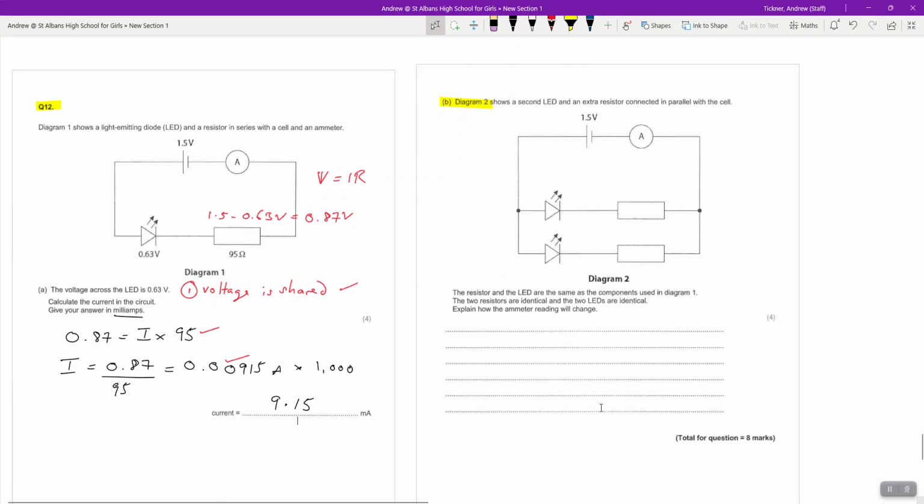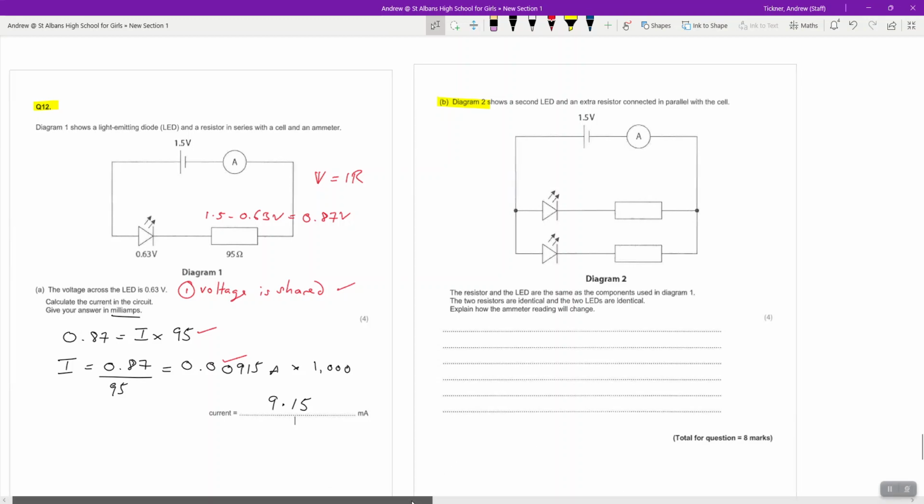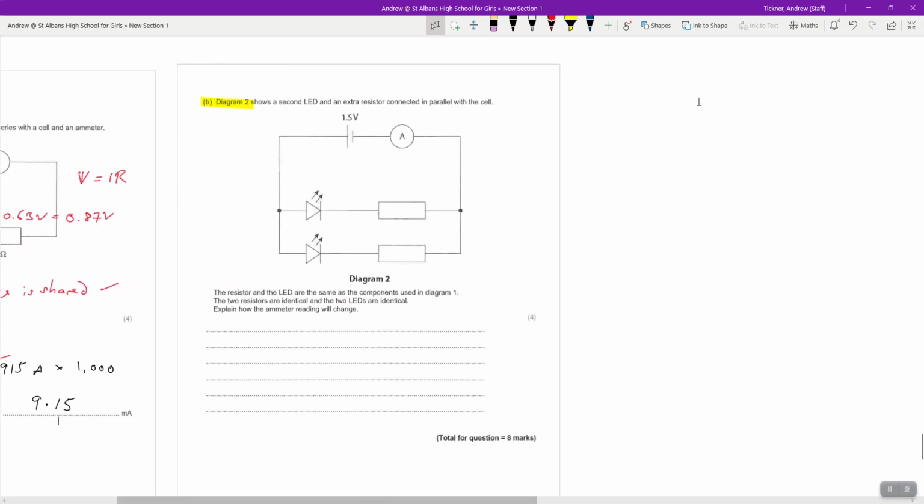And then we have this last question, which is: we add a second LED and an extra resistor connected in parallel with the cell. The resistor and the LED are the same as the components used in diagram 1. The two resistors are identical, and the two LEDs are identical. Explain how the ammeter reading will change.